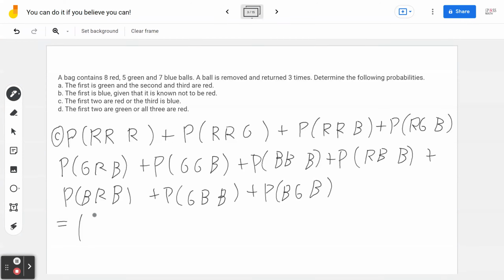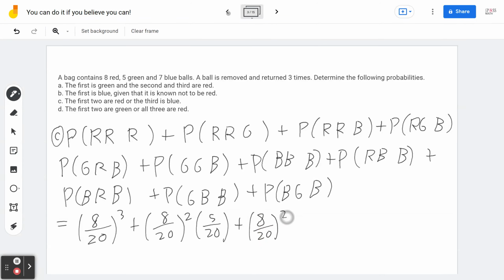Now, again, in the first case, it's going to be 8 divided by, going back to the original denominator, 8 divided by 20 times itself. So it's going to be 8 divided by 20 cubed. Plus, if you look at the next one, it's going to be 8 divided by 20 squared because it's red and red. Green, it's going to be 5 divided by 20. Again, you see the logic here. The next one's going to be 8 divided by 20 squared, red and red. Blue is going to be 7 divided by 20.